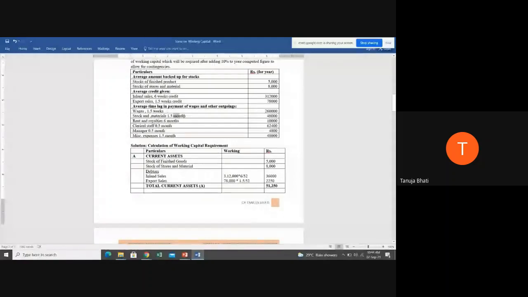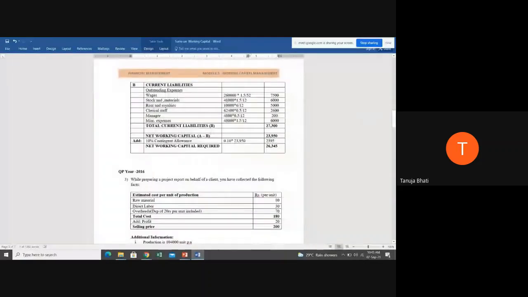So all many months, so 10,000 into 6 by 12, 62,400 into 0.5 divided by 12, 4,800 into 0.5 divided by 12. Similarly, 40,000 into 1.5 divided by 12. So see, that is what we have done here. We have got this answer. So the total current liability is 27,300.